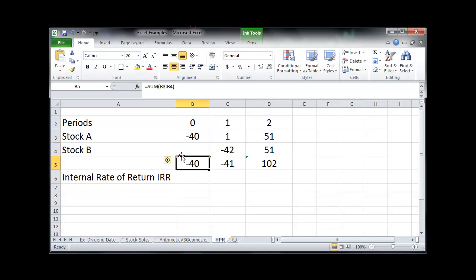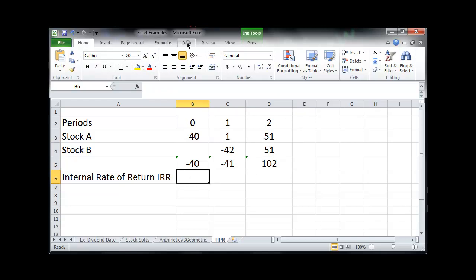So year one, we spent $40. Year two, we made $1, but we spent $42, so we netted a negative $41. And then year three, or the second holding period cash flow, we sold both stocks for $50, and we received the $1 dividend. So another way of doing this is simply something called internal rate of return.